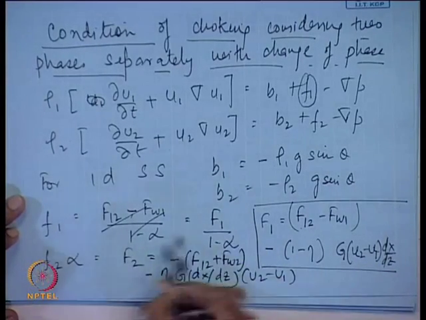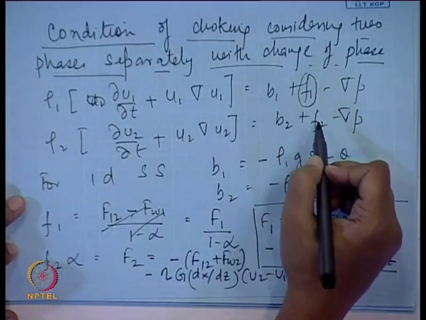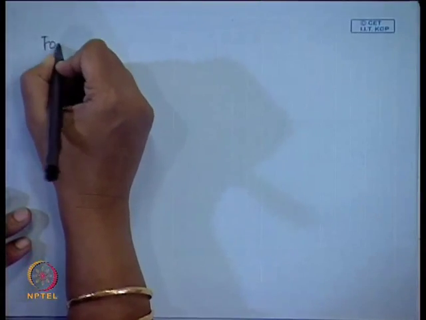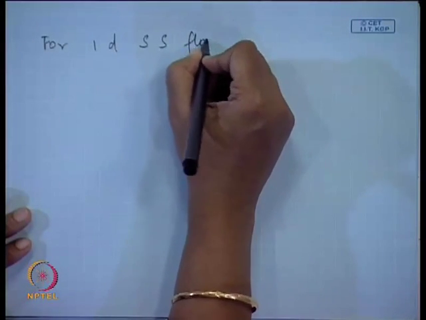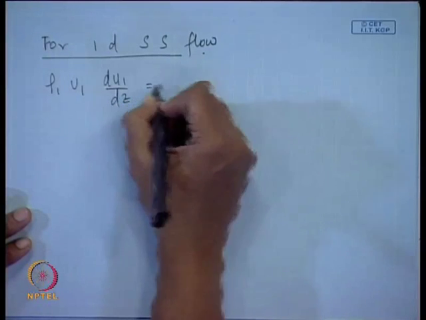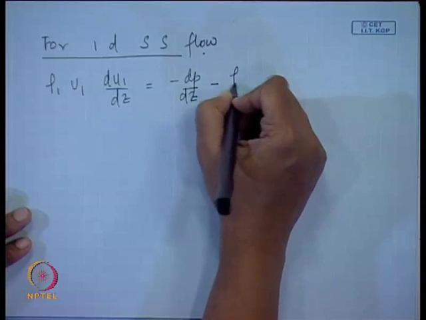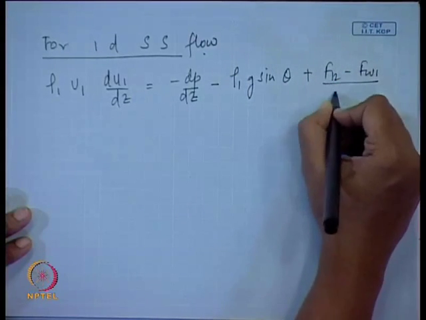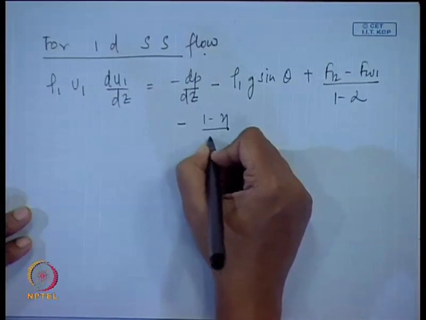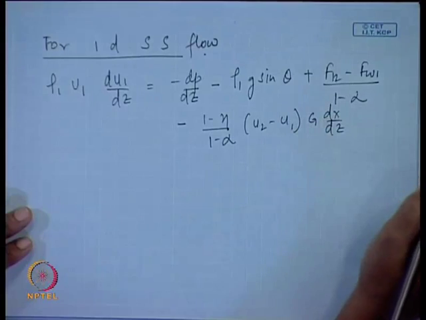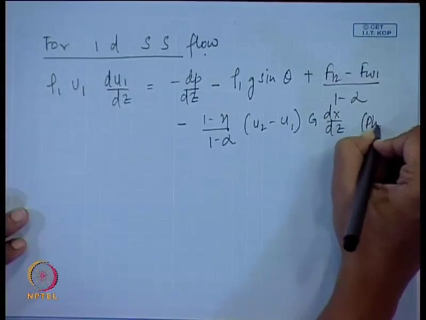Now if you substitute this F1 and F2 in this particular expression and assume steady state one dimensional flow analysis, what do we get? The final expressions for one dimensional steady state flow are: rho 1 u 1 du 1 dz, there is no delta here, minus dp dz minus rho 1 g sin theta plus (F12 minus FW1) by (1 minus alpha) minus (1 minus eta) by (1 minus alpha) into (U2 minus U1) G dx dz. This was for phase 1.